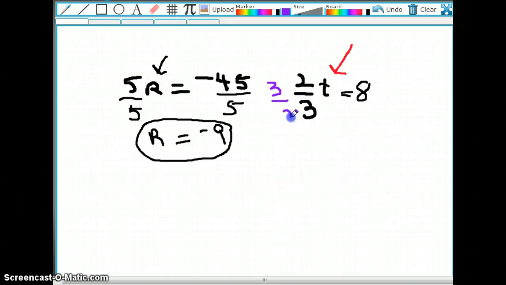So we just flip it to make it 3 over 2. And whatever you do on one side of the equal sign, by the way, you can put that 8 over 1, you do it to the other side. So this would be 3 over 2.